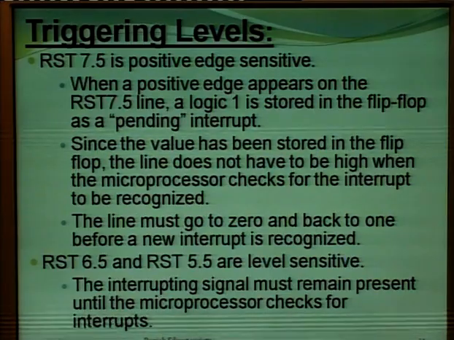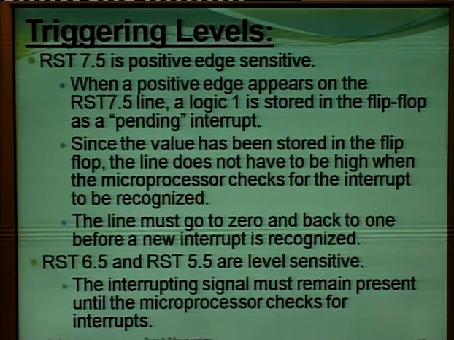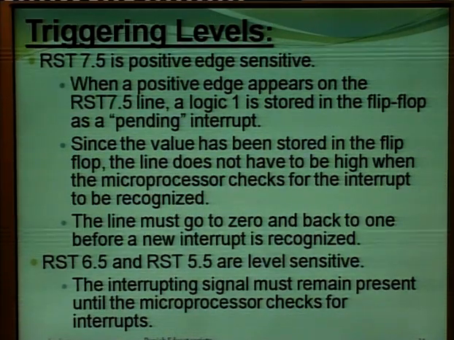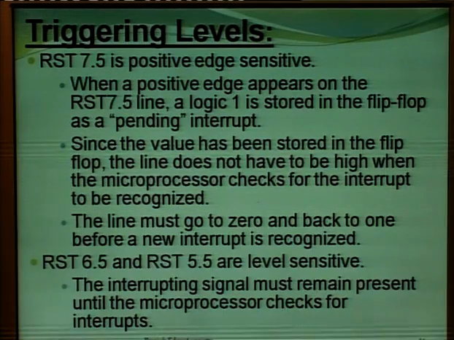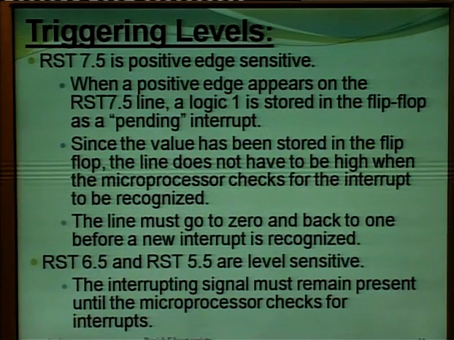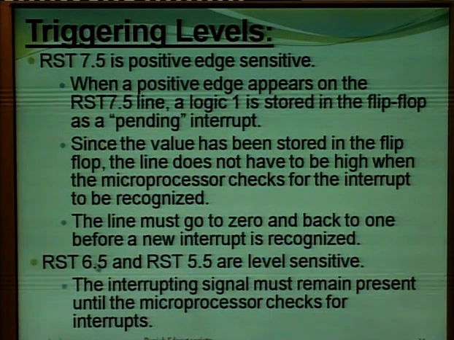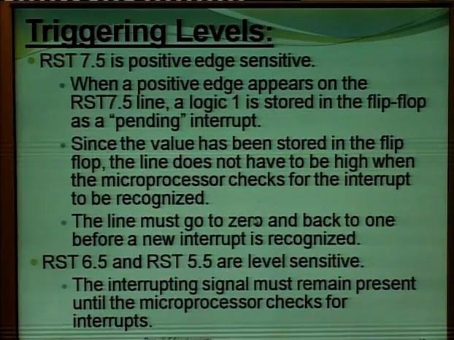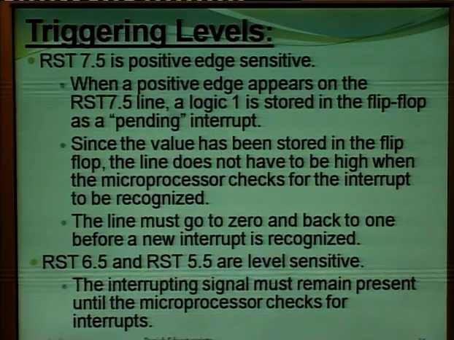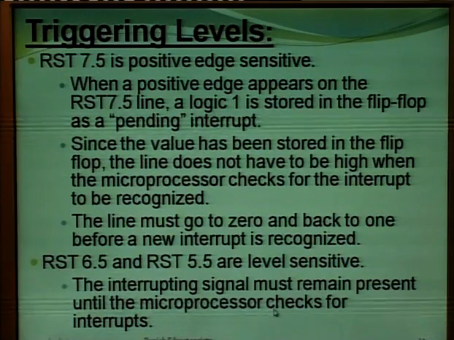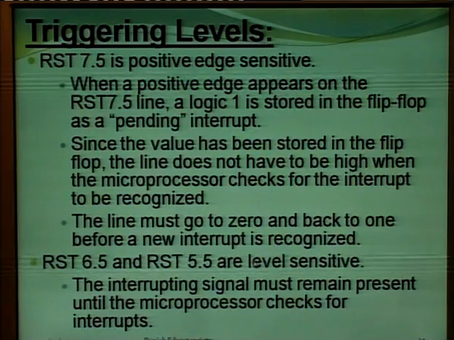Whereas, RST 6.5 and RST 5.5 are level sensitive, as 7.5 is positive edge sensitive, these two interrupts are level sensitive. That means the interrupting signal must remain high, 1, until the microprocessor checks for interrupts. There is a difference between these two systems, whereas 7.5 need not remain high. It is only from 0 to 1 and this 1 is stored in the flip flop as a pending interrupt. Whereas, in case of 6.5 and 5.5, their high level remains present whenever the microprocessor checks for these interrupts.